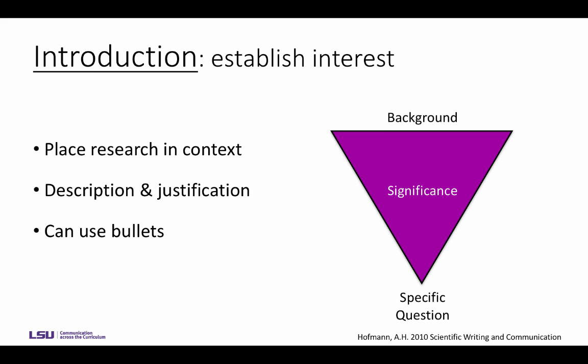In the introduction, you're providing enough background to place your research into context of current work in your field of study. And then you're providing justification for how your research will add to the current knowledge. By starting off with the background and then leading into the significance, it allows you to then get into your central question. What are you doing for this particular study?